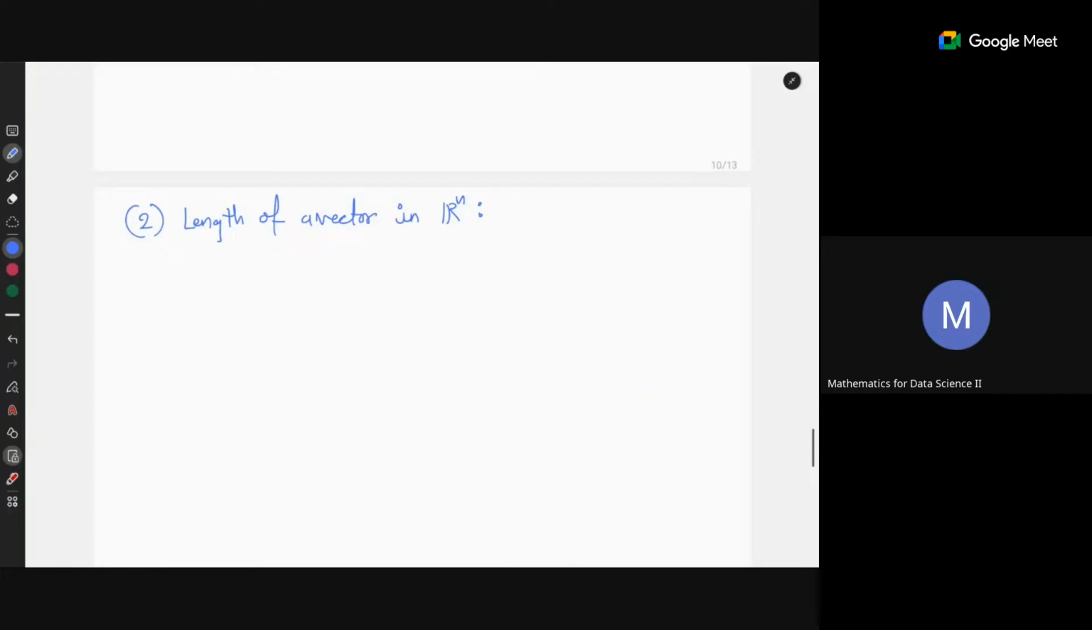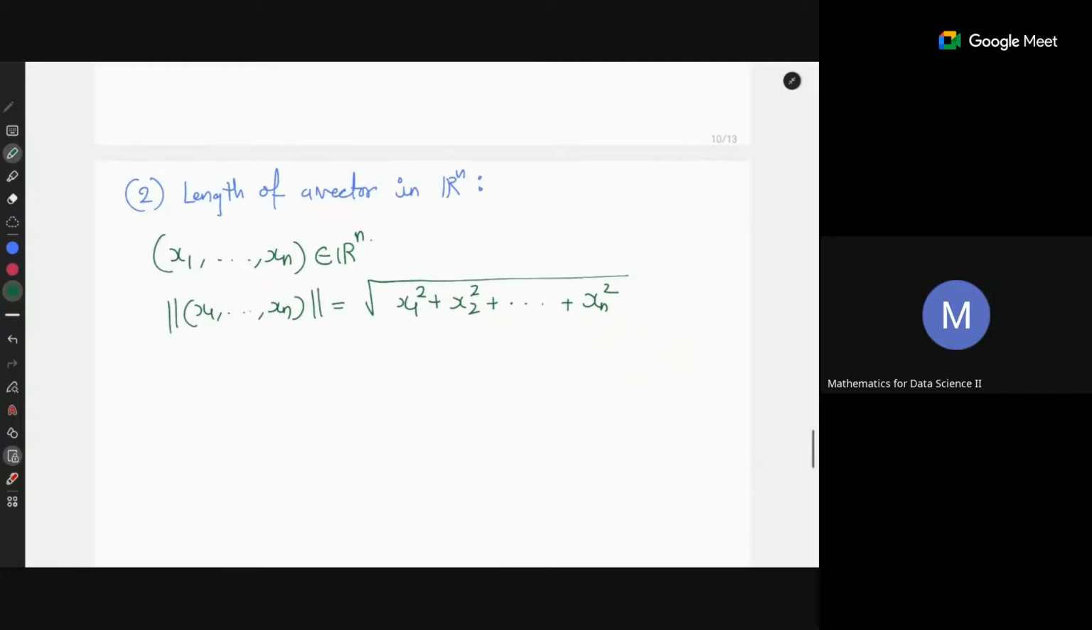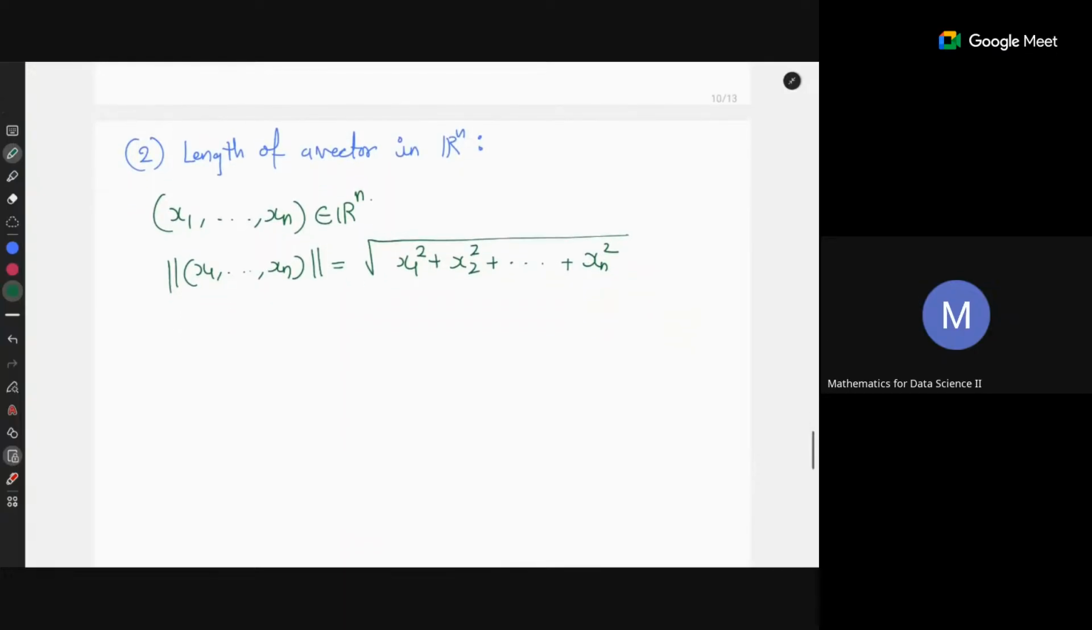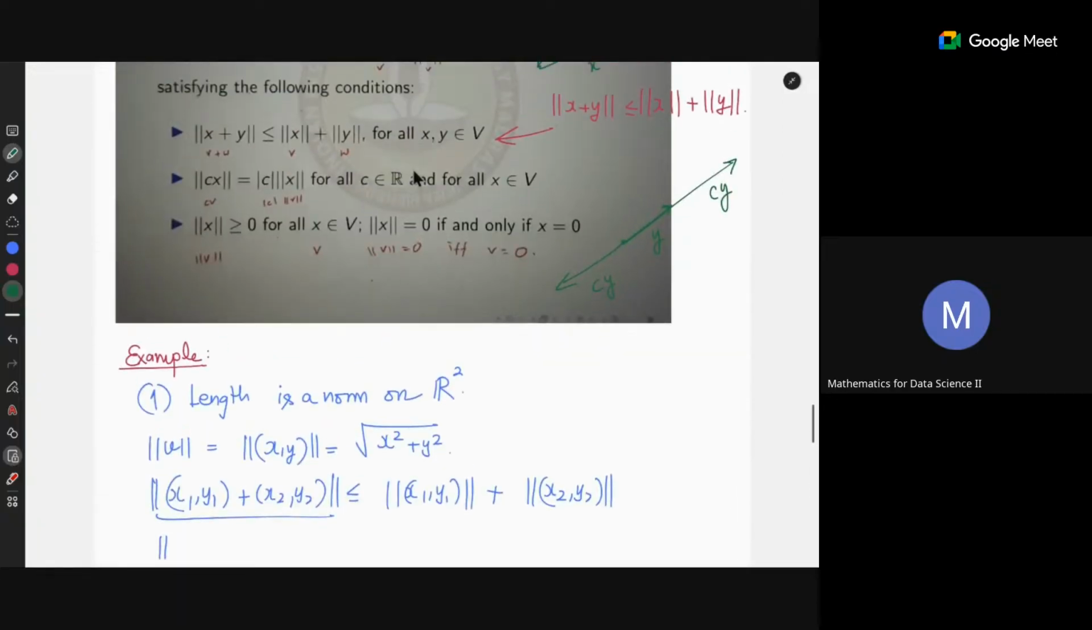Similarly, you can define the length of a vector in Rn. So how do you define it? You can define it in a similar fashion. Suppose you have x1 up to xn, a vector in Rn. So you can define the length of this vector like this. Now again, it will satisfy all the conditions. The other conditions you can check, they are computational.